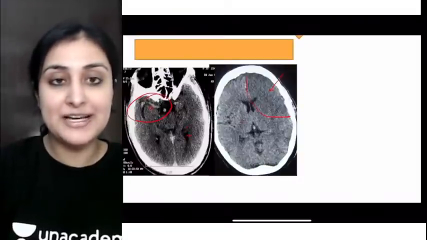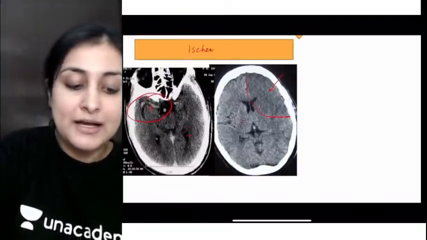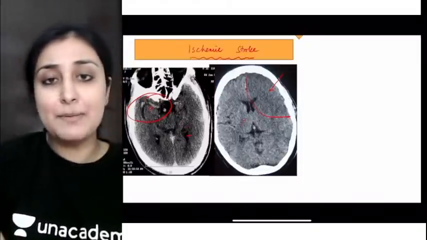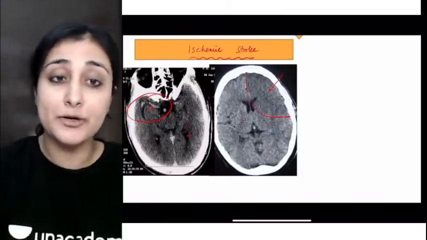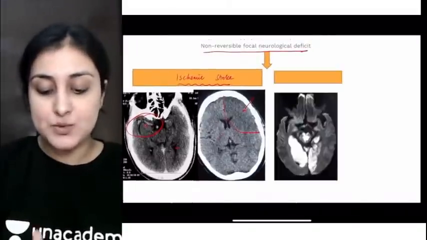Obviously, these are two different cases, but just to show you what all the signs of ischemic stroke are. Can the CT be normal in an ischemic stroke? Yeah. In early stages we might not pick up these signs, all right? So ischemic stroke can be normal also. So with any normal scan, you assume it to be stroke clinically.